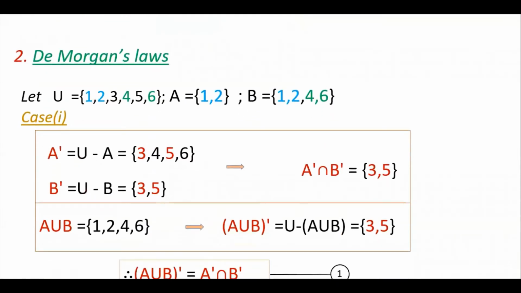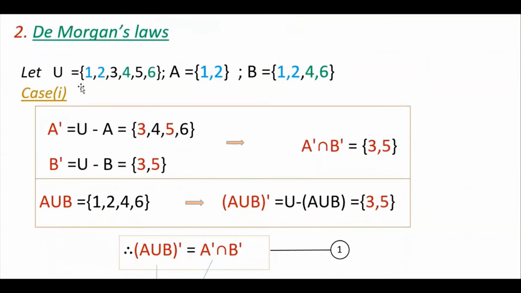If you take any two sets A, B like this, U always contains the elements of A and B, and the extra elements are 3 and 5 here. 1, 2, 4, 6 are there, and 3, 5 are the extra elements of the universal set. In the first case, the complement of A is U minus A, the difference of the universal set and A. That is 3, 4, 5, 6: excluding the elements 1, 2, you have to write the remaining elements of U. Those are 3, 4, 5, 6.